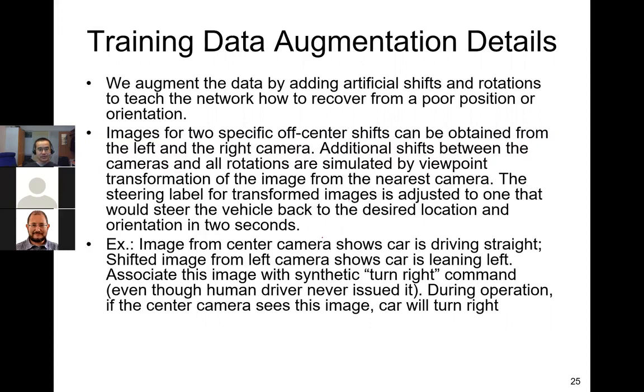So for example, the image from center camera shows that the car is driving straight. So that's the action of the expert. But the shifted image from left camera shows car is leaning left. And then you associate this left camera image with a synthetic turn right command, even though human driver never issued it. And during operation, remember during operation, you only have a single camera. If the center camera sees this image, the car will turn right.